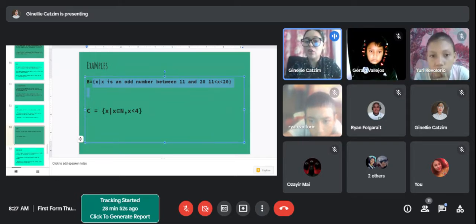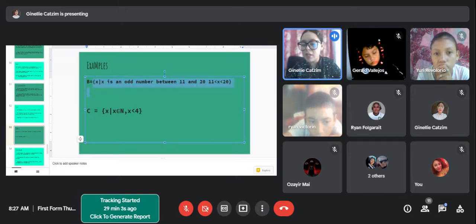It is not giving you a description or a statement like the semantic form. It is not giving you numbers separated by commas, but it is giving you a description, and it has a little vertical bar there.